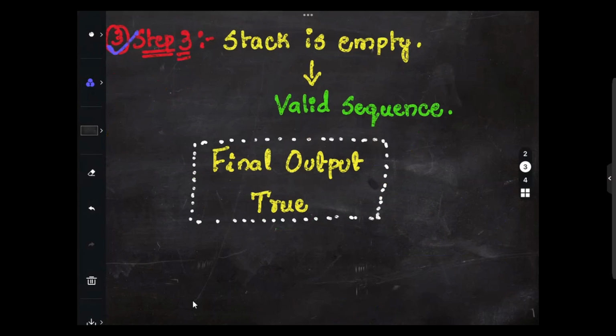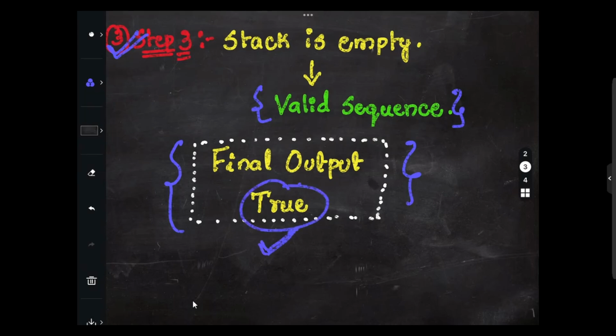Let's move on with the third step here. As the stack is empty, this is a valid sequence. So the final output that we return in this case is the Boolean value true. That's what we will return in this case.